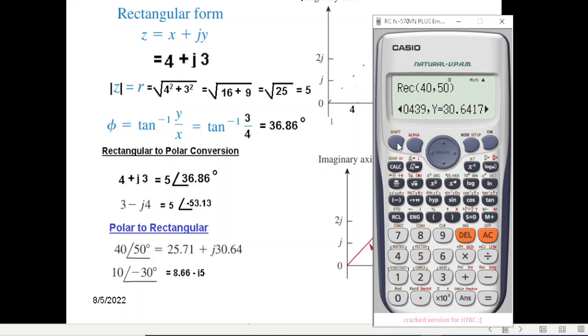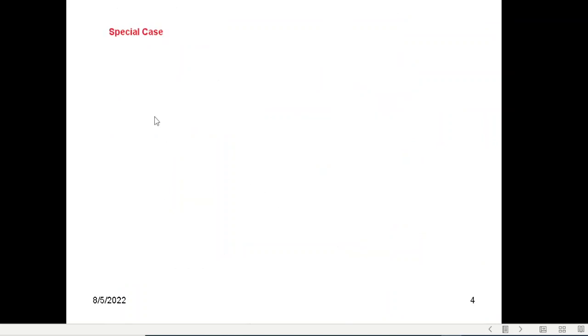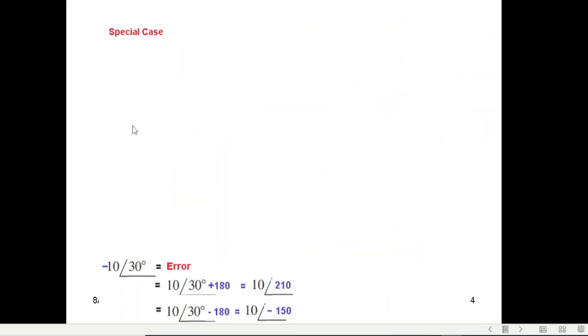Similarly for this number, shift, rectangular, 10, shift comma, minus 30, and the answer is 8.66 and y is minus 5, so minus j5. So this is how you do rectangular to polar conversion and polar to rectangular conversion with the help of your calculator. Now I'll just talk about a special case where you have to be careful.